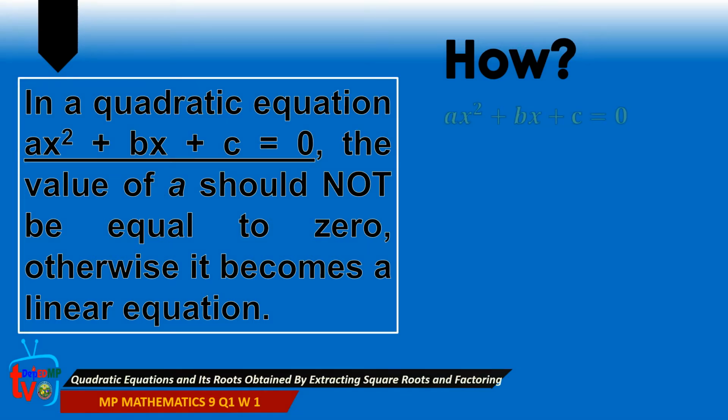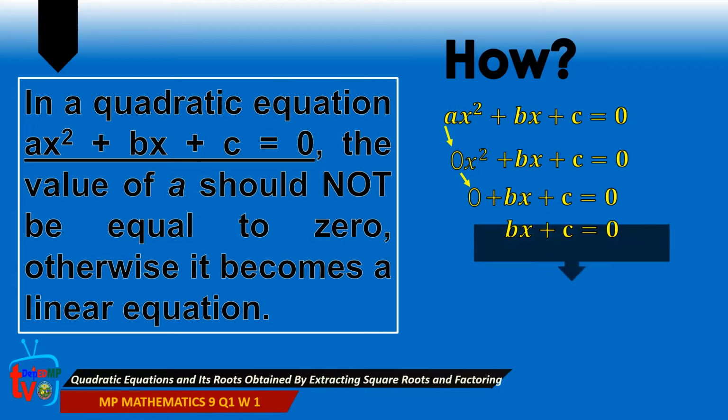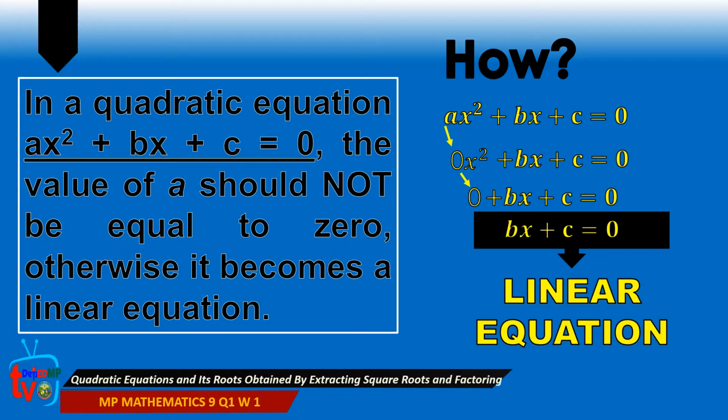We have here the equation ax squared plus bx plus c is equal to 0. If we are going to let the value of a be equal to 0, we are going to have 0x squared plus bx plus c is equal to 0. Further simplifying that, we will have 0 plus bx plus c is equal to 0, or bx plus c is equal to 0. And this equation is a linear equation. So that is the reason why the value of a should not be equal to 0.